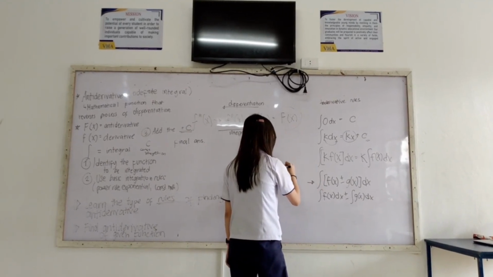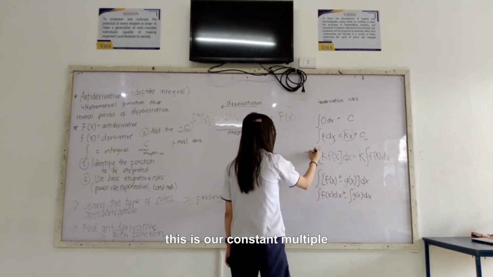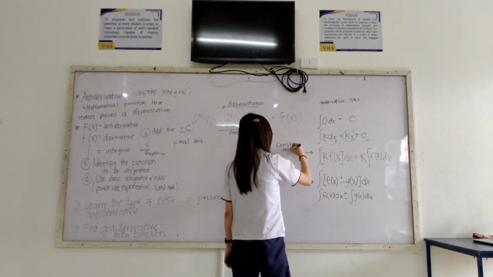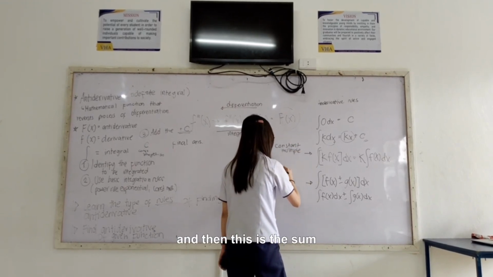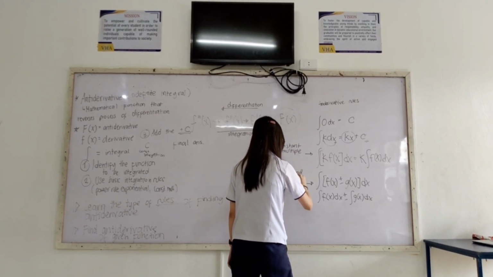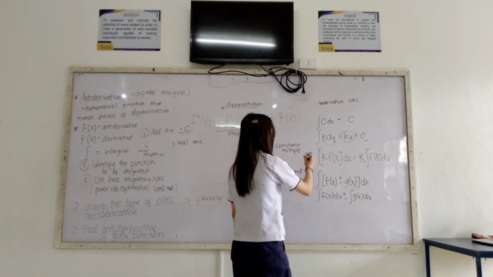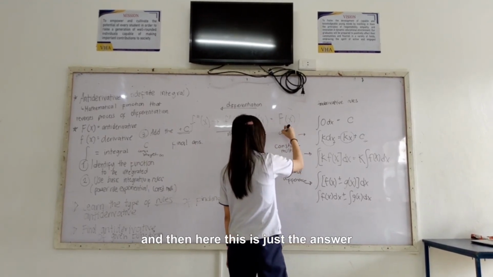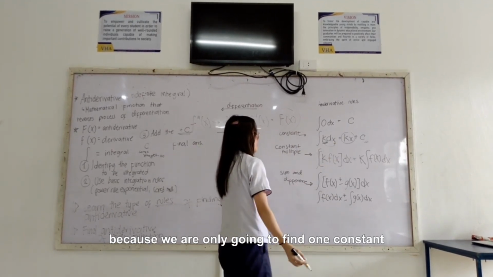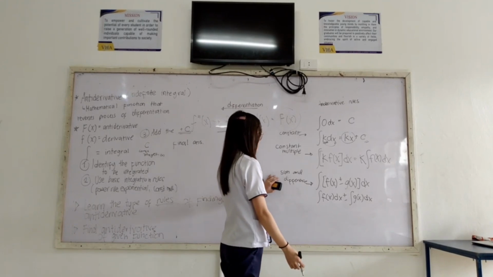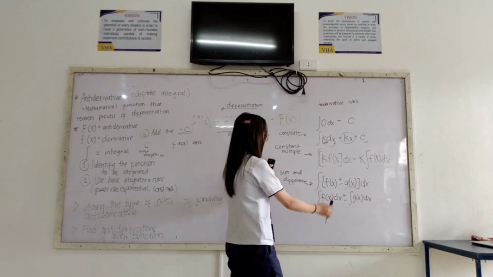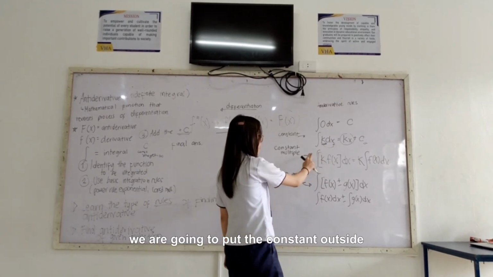This is our constant multiple. And then this is the sum and difference rule. And then here, this is just the constant, because we are only going to find one constant of that. It is called sum and difference because it's a sum and this is the difference. Constant multiple, because we are going to put the constant outside.